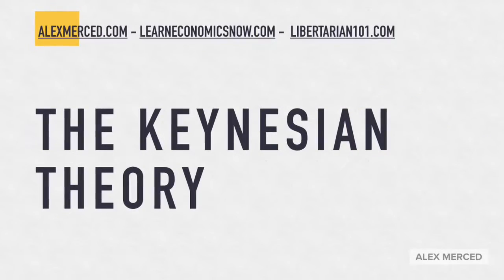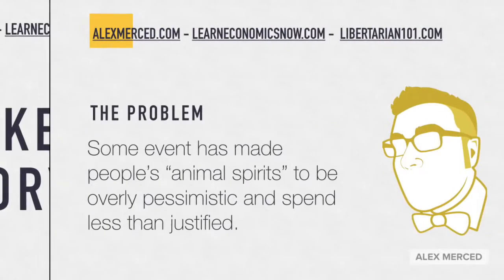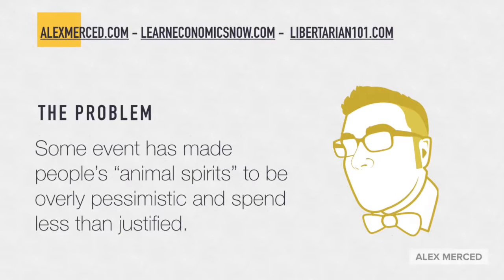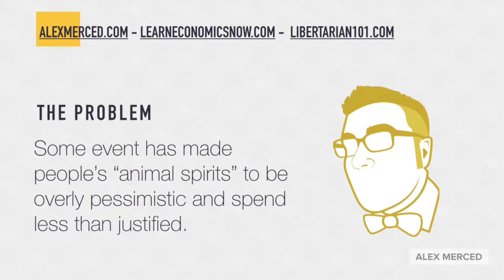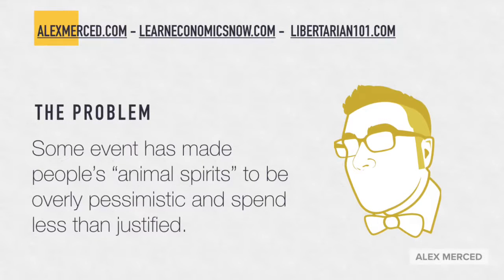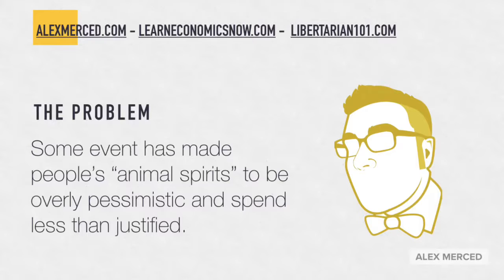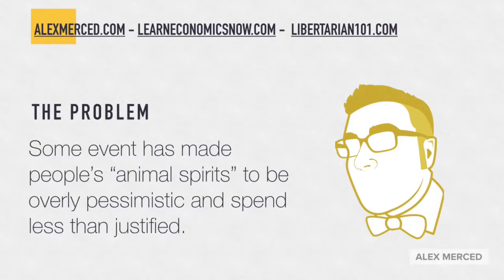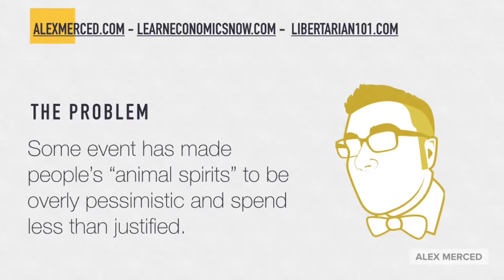The Keynesian theory of the business cycle. The problem in Keynesian theory, as far as what causes the downturn, what causes the bust, is some sort of event has caused people to be pessimistic. Their animal spirits have caused them to spend less than justified, so there's a drop in aggregate demand.